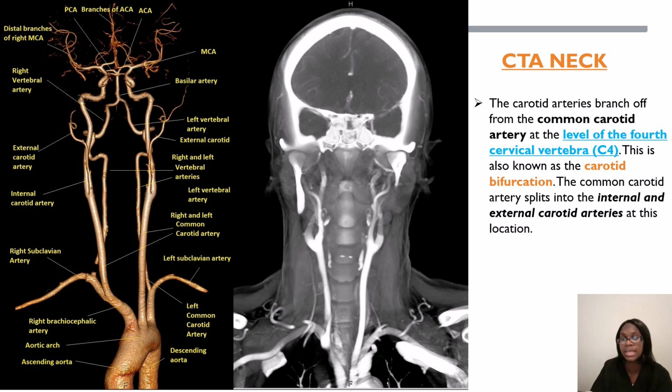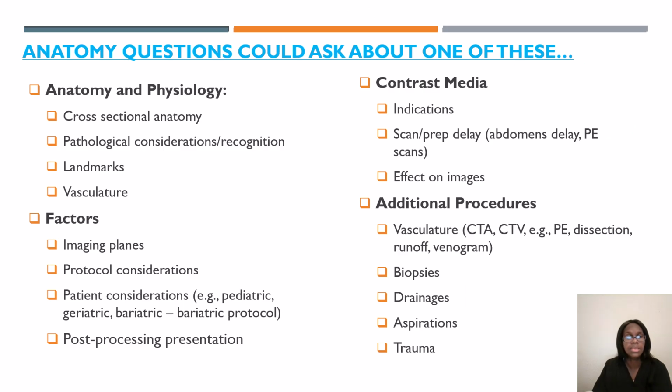If you see an image, know how to label it or pick it out, know which one branches off on which side. For your anatomy questions, you could be asked about one of these: anatomy and physiology, which is cross-sectional anatomy, pathology considerations, landmarks, your vasculature. For your factors, imaging planes, protocol consideration, patient consideration.